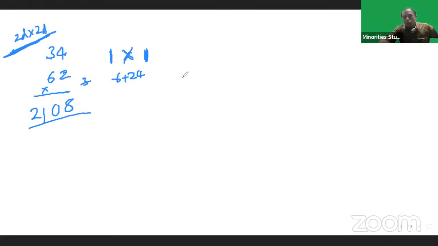Take one more example. 57 into 23. How to multiply? Formula: straight line, cross symbol, straight line. Now first take the last straight line. Find the product of the two unit digits. 7 into 3 is 21, 2 carry. Now 5 into 3, 15.